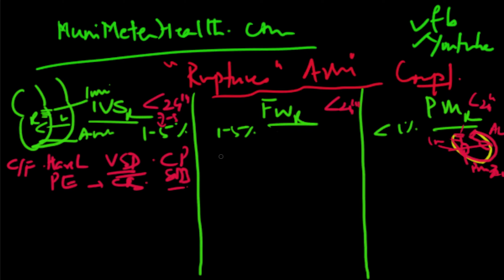The rupture of a free wall will lead into cardiogenic shock, obviously, but a cardiac tamponade picture will also be seen. Here, equalization of pressures. As a result, if somebody has pulsus paradoxus, one should really start to suspect free wall rupture in that setting.